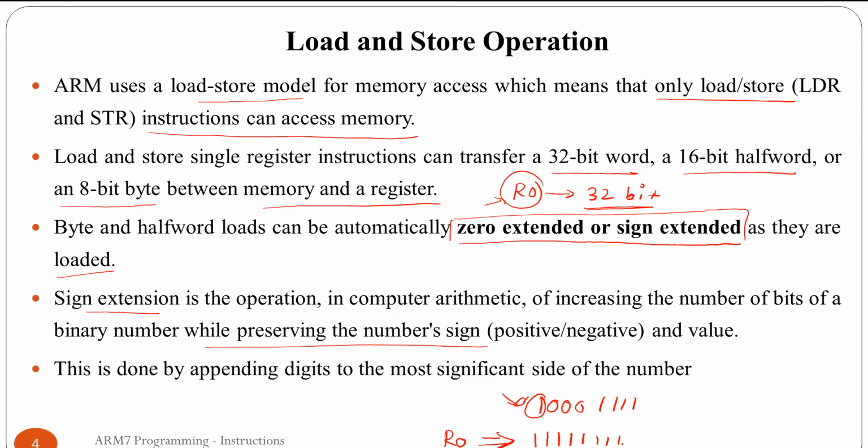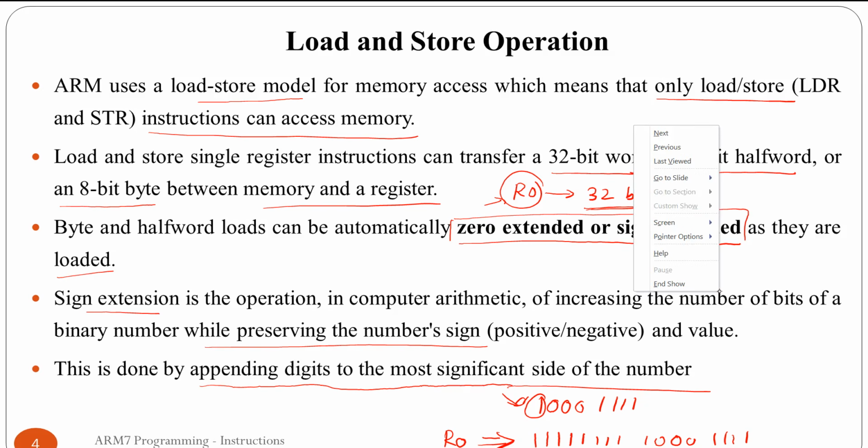So we have this 8-bit number, and the remaining bits we fill with 1111. In all remaining bits we put 1s, so that the sign of that particular number is preserved. This is done by appending digits to the MSB side of a number. So we perform this operation by appending these bits to the MSB side.